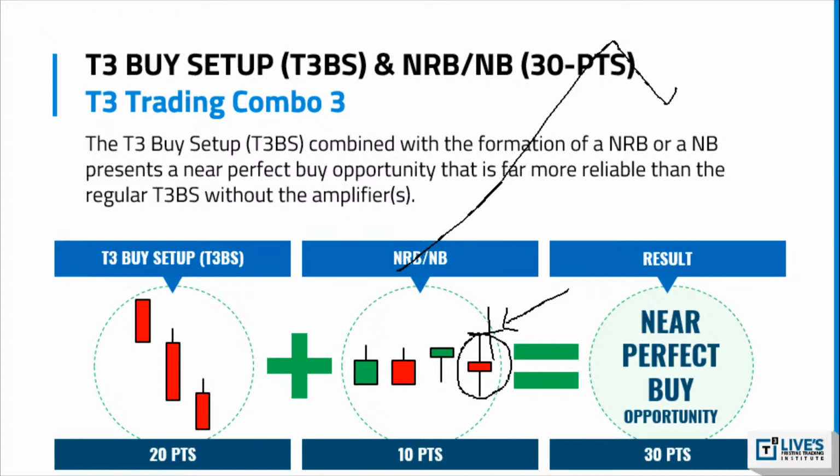Does that make sense? Otherwise, the smallest bar, like this green bar, that would be what I would want to go with. So if the goal was to maximize the reward to risk, then the smaller the better.